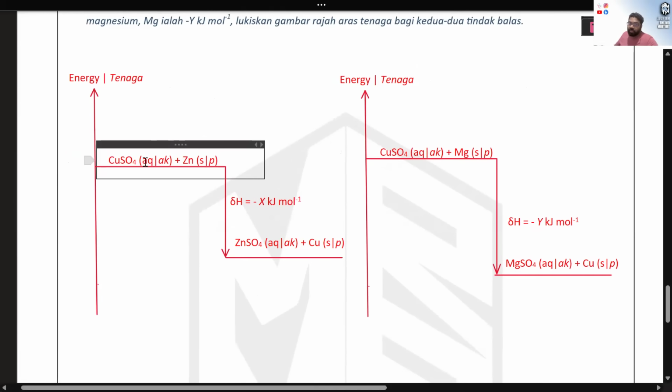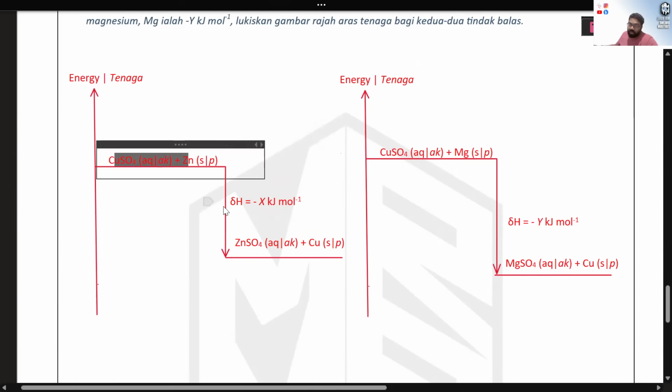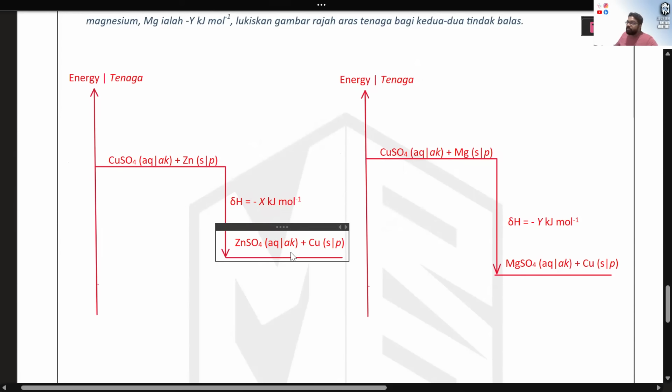Now when you write the reactant side and the product side, make sure you use the physical states as well. And then your arrowhead must be down. There must be an arrowhead, and you must label delta H here. Don't forget the negative. Again, please do not forget the negative. You can use the chemical equation or the ionic equation, both are fine. However, if they ask you to draw both, you must clearly show the magnitude for magnesium is more than zinc. That means this arrow must be longer for magnesium compared to zinc.